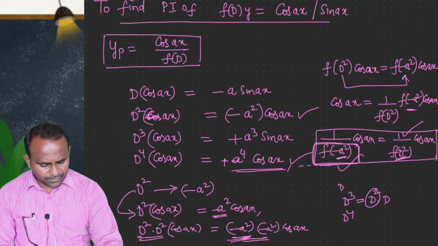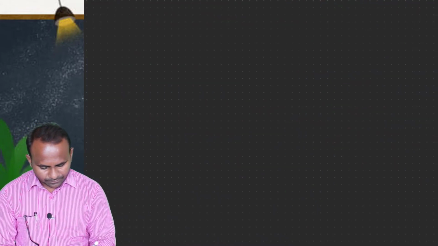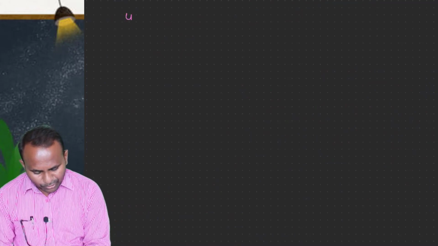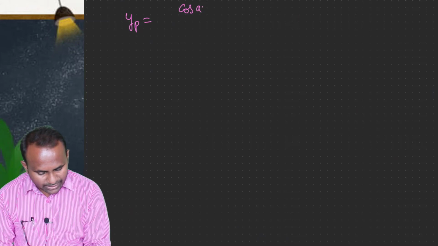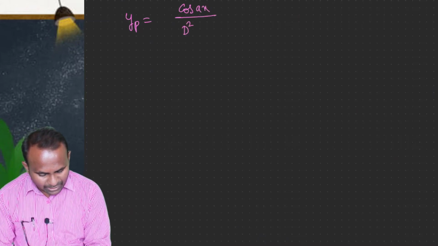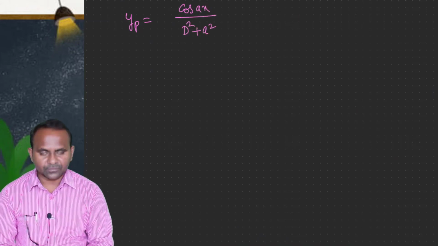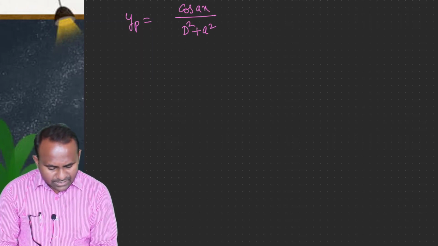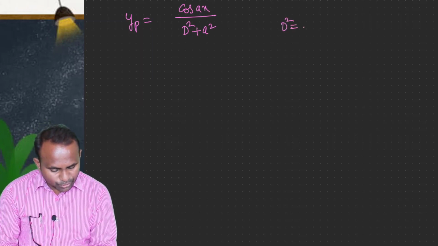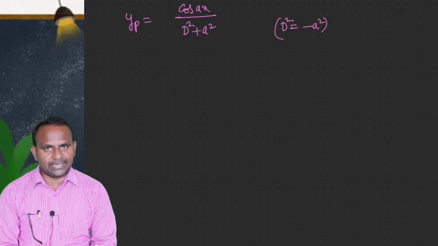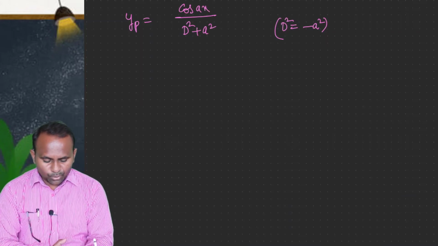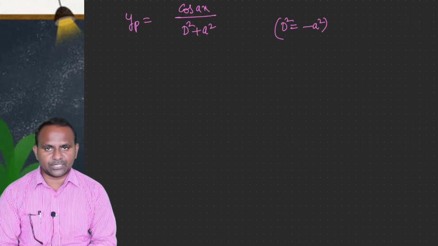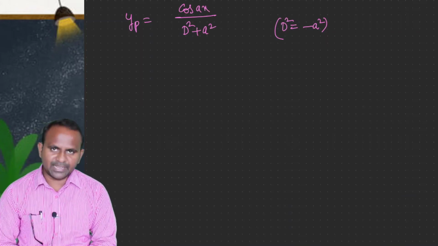The other will be, I mean to say, your particular integral is in such a way that cos ax over d squared plus a squared. See, you have just now seen that you must substitute minus a square in place of d square in order to write the answer of this particular integral. But if we go in that way, it becomes 0, the denominator becomes 0, which is meaningless.